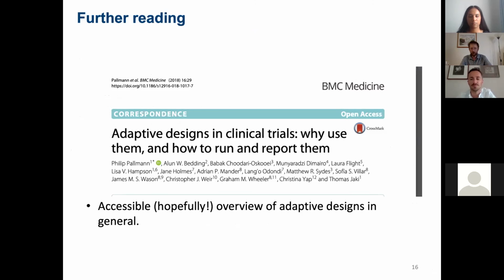I wanted to finish with some further reading that, if you're interested in this area, you could look at. So this first one is hopefully an accessible overview of adaptive design. So it's not platform trials, it's the adaptive element of it. And adaptive designs are actually much broader than platform trials. So you might be interested in looking at that more generally.